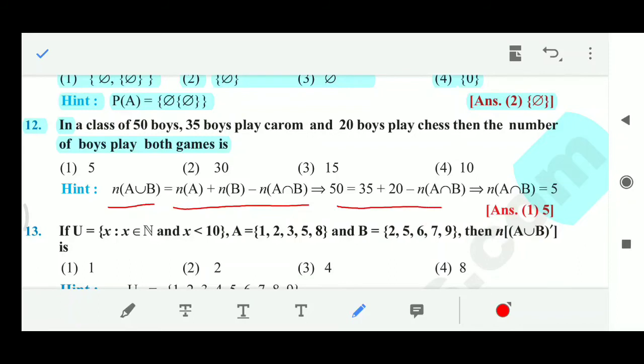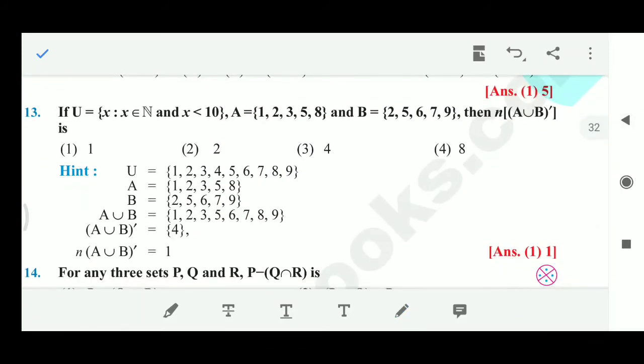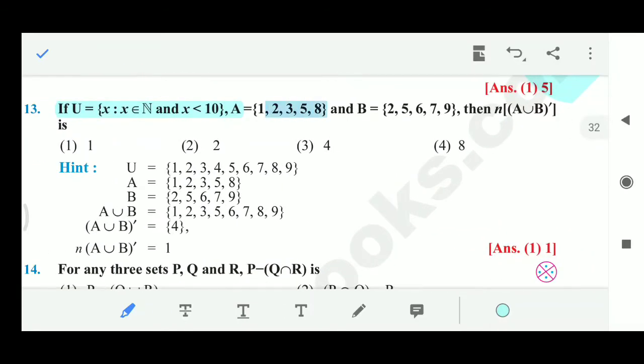In that, n of A union B is given as 50, which is equal to 35 plus 20 minus n of A intersection B. On simplification we get 5. The next one: if U is equal to x such that x belongs to N and x is less than 10, and A is equal to the set containing 1, 2, 3, 5, 8 and B is equal to 2, 5, 6, 7, 9, then what is n of (A union B) dash?